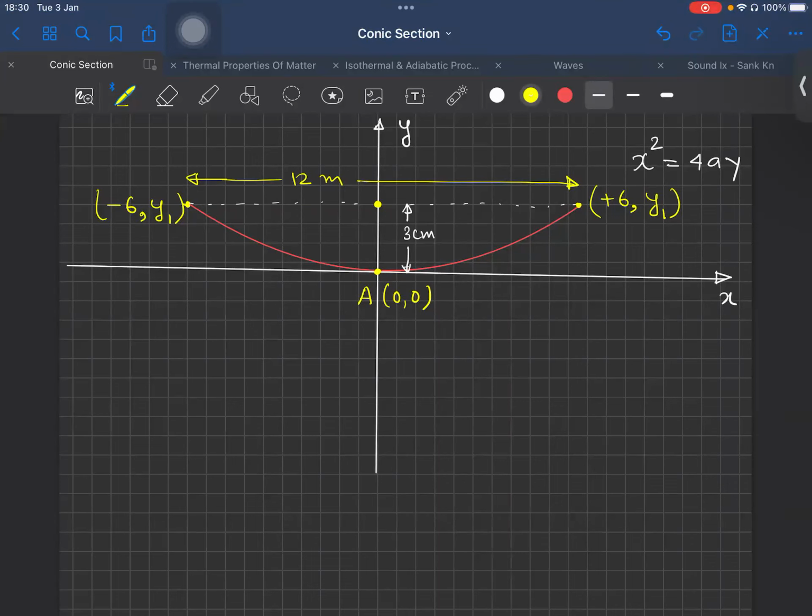Now it is given this point is 3 centimeter upward. Because if you are drawing this parabola and this is the origin, the maximum deflection is how much? 3 centimeter, right? Yes, sir. So what will be the coordinate of this point?